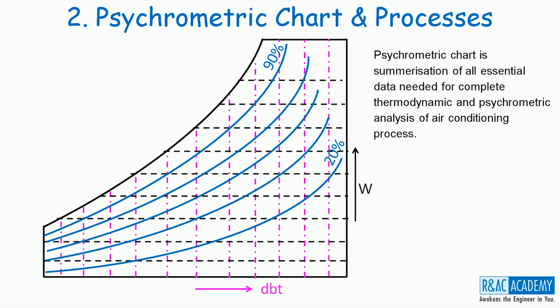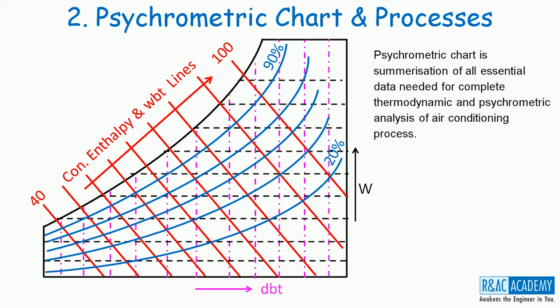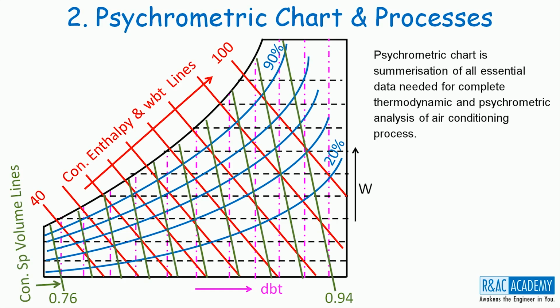Whenever the state of the moisture moves towards the right, its relative humidity value decreases, and whenever the state of the moisture moves up, its relative humidity value increases. Next, these are the constant enthalpy lines, and the WBT also remains constant along these lines. And finally, these are the constant specific volume lines.